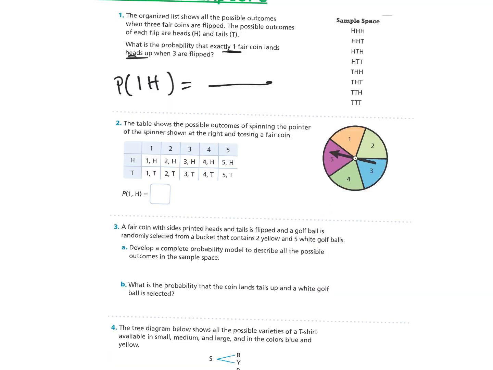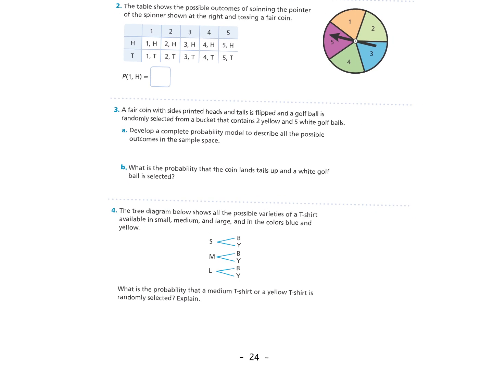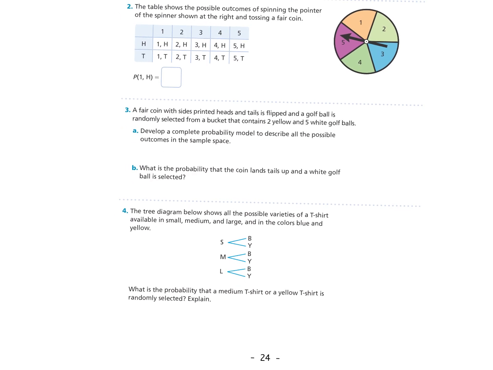On number 3, it says a fair coin with sides printed heads and tails is flipped. So this just means a regular coin. And a golf ball is randomly selected from the bucket that contains 2 yellows and 5 white golf balls. You need to develop a complete probability model to describe all the possible outcomes in the sample space. They just want you to list the sample space. So you can do that by making a tree diagram, you can do it by a table, or you can just do an organized list. Whatever way you want to do is fine.